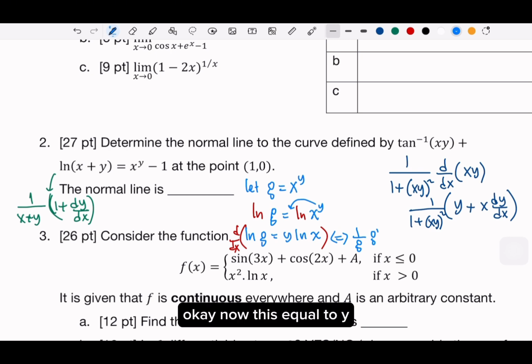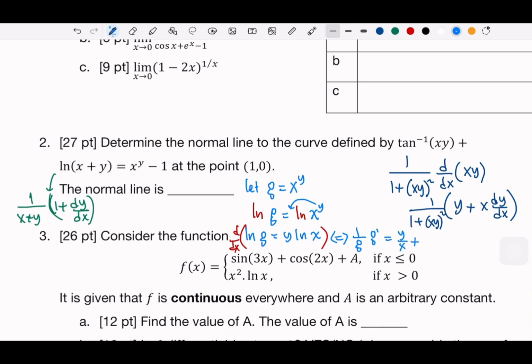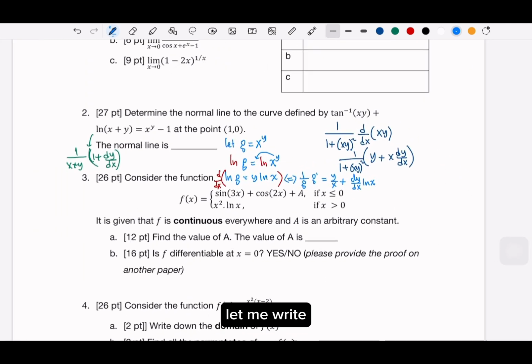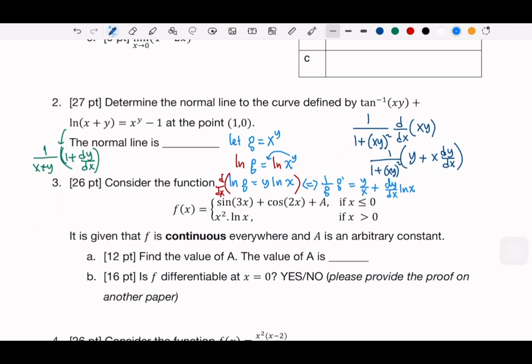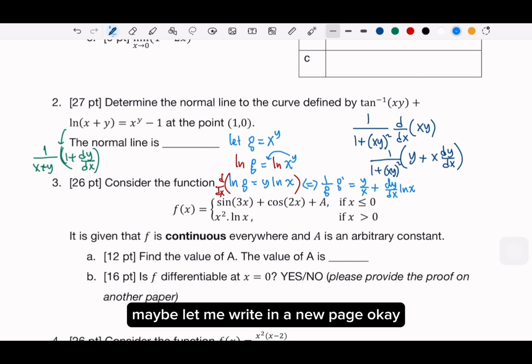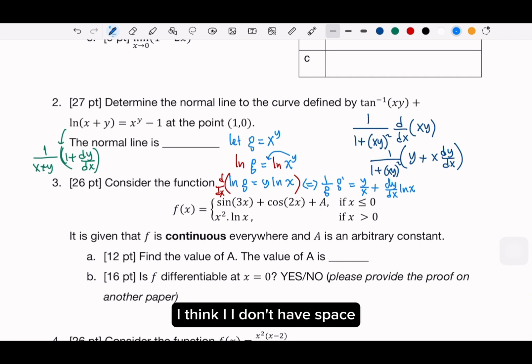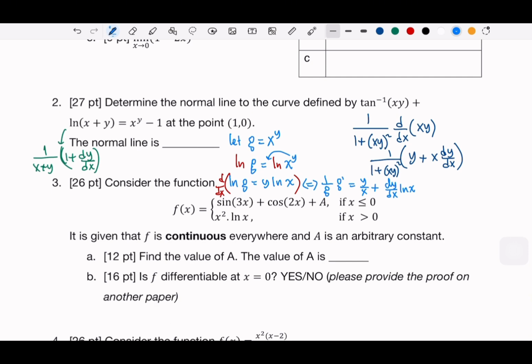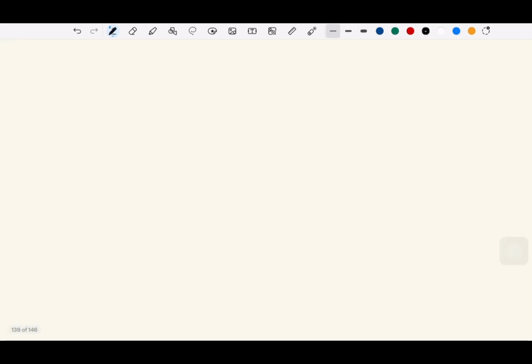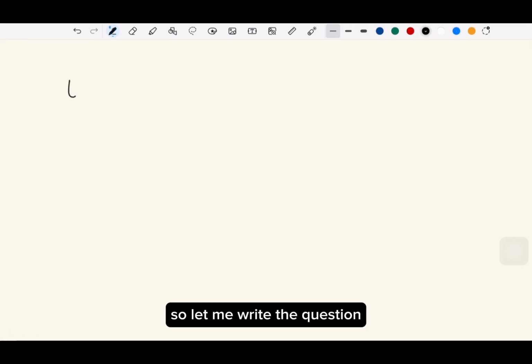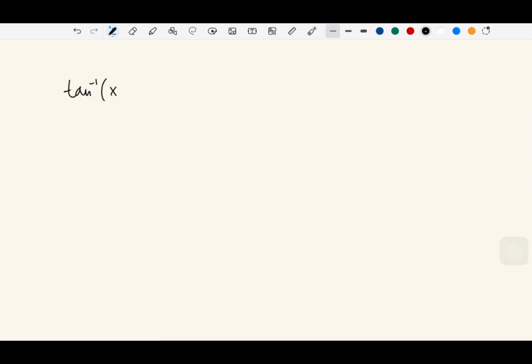Now this is equal to y ln x, which is y over x plus dy/dx ln x. So let me write in a new page. I think I don't have space. Let me write here. So let me write the question.